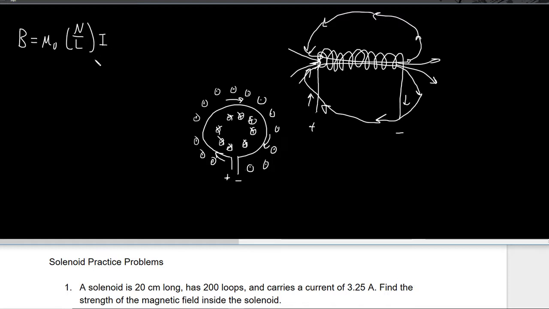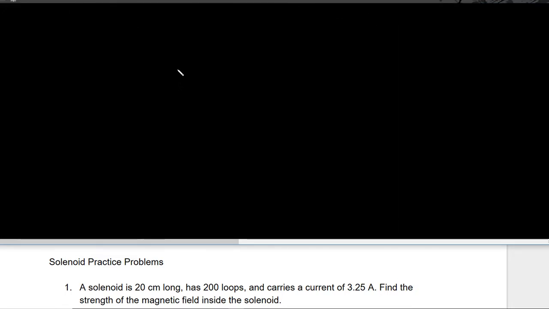Okay. So let's go down, and you know what, I'll even leave my examples there. I'll just rewrite it. B is equal to the permeability of free space times number of coils divided by length of the solenoid times the current. All right. Now I can look at this practice problem down there.